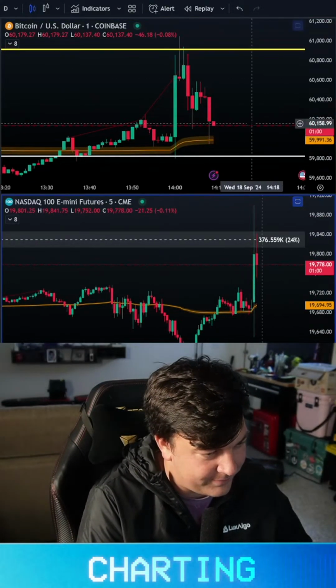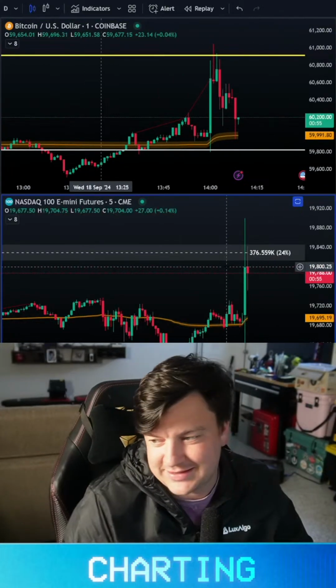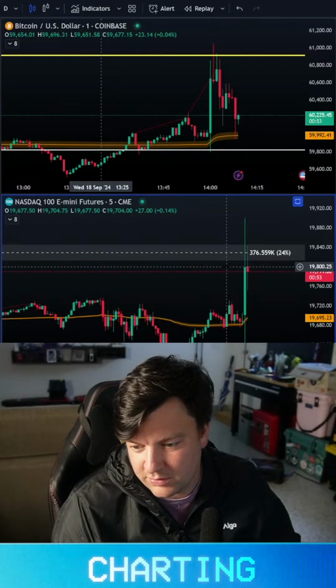Except for Bitcoin. Sorry. For Bitcoin, either way, it's going to affect both markets pretty much the exact same. I wouldn't really worry about it.